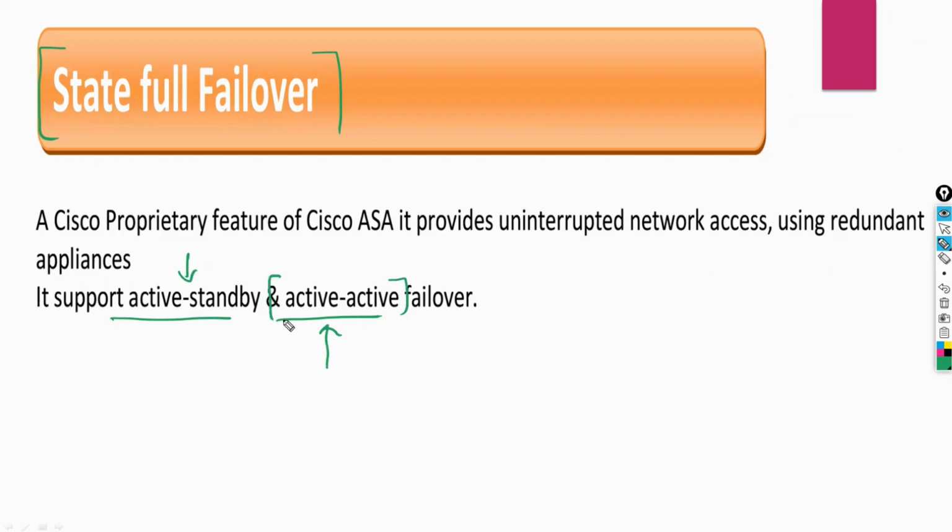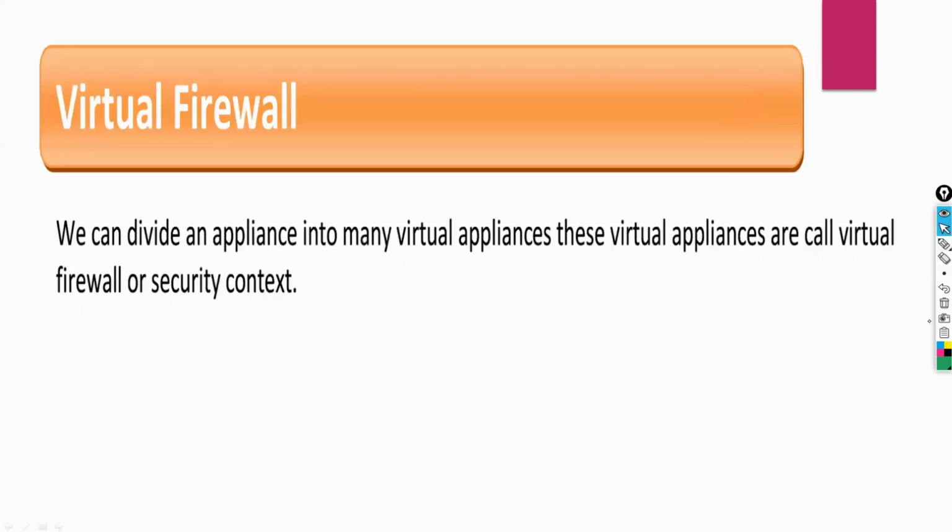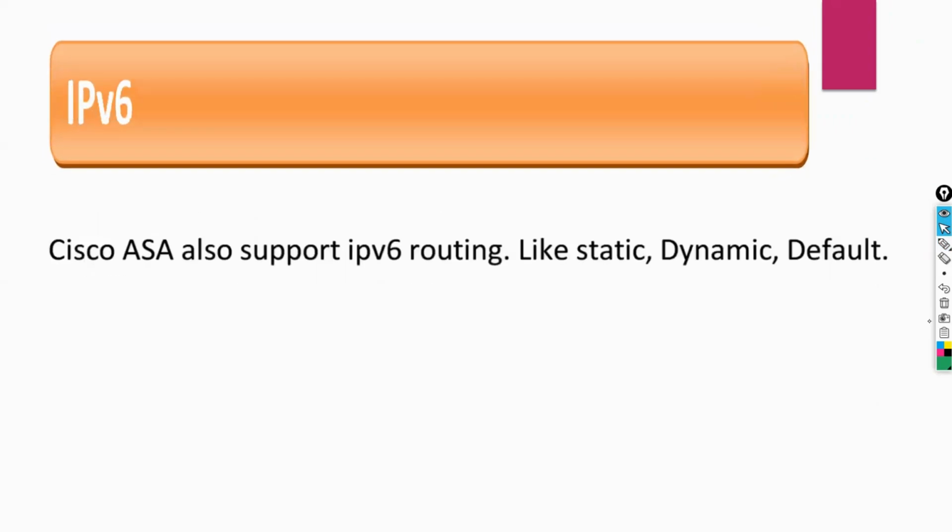This lab is called active-active with multi-context. What is multi-context? We can discuss it in our lab, but context is related to virtualization. Now we can also use next generation features like IPv6. You can configure next generation IPS on your Cisco ASA firewall. And what is called next generation firewall? A next generation firewall also supports this IPv6.